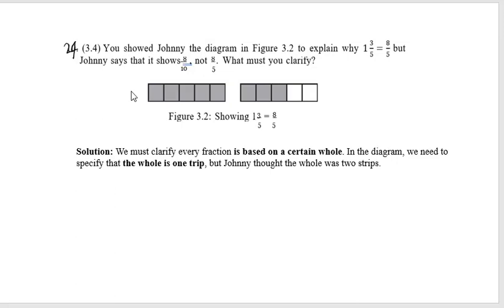How do we explain 1 and 3/5, which is a mixed number, can be converted to an improper fraction 8/5? So instead of 8/10, it should be 8/5. Let's see what Johnny's explanation is, because he was thinking, so first, we draw 1 and 3/5. So this is 1, and this is one whole. This is also one whole.